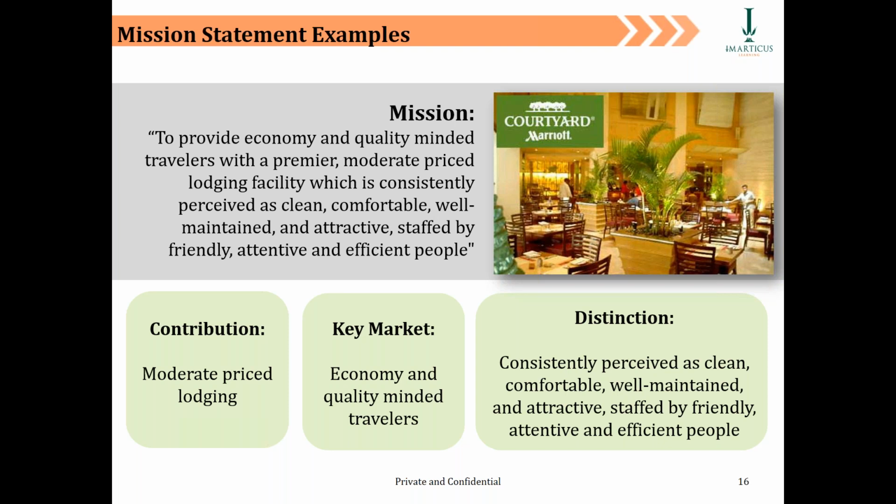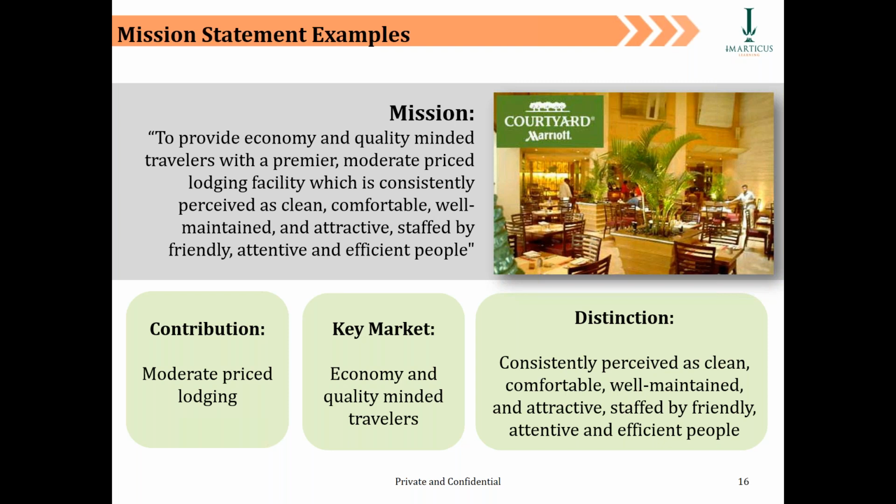If you look at it, guys, it's the same thing I've said. I didn't look at Marriott's mission statement to tell you all this. It was a feeling, because I go to Marriott pretty often to stay. Yeah, this is what Marriott offers as a mission. They want to provide a moderately priced lodging facility which is clean, well maintained, attractive, etc. What is their key market? It's economy and quality minded travelers.